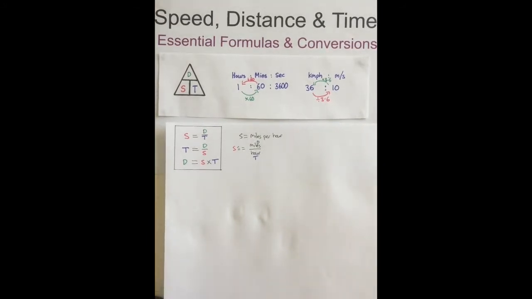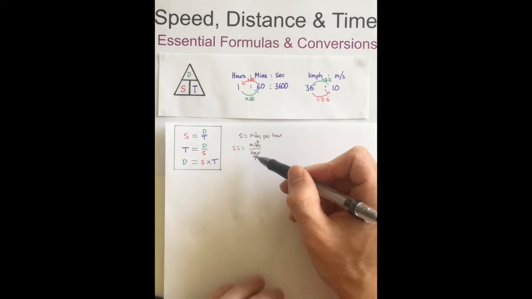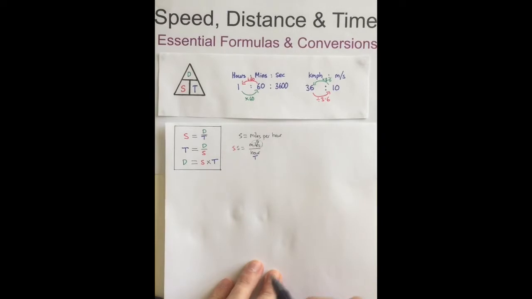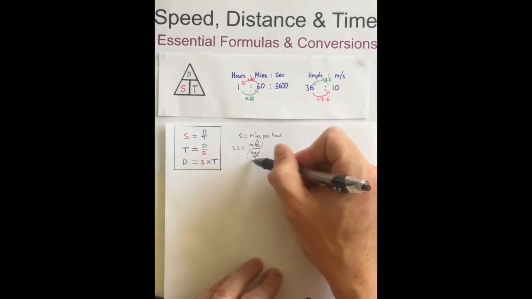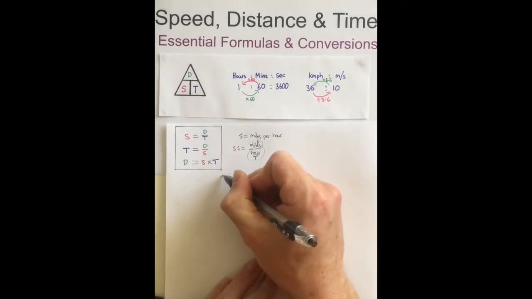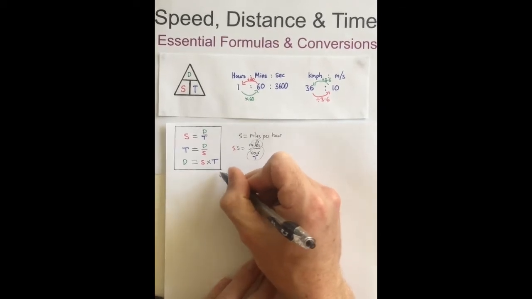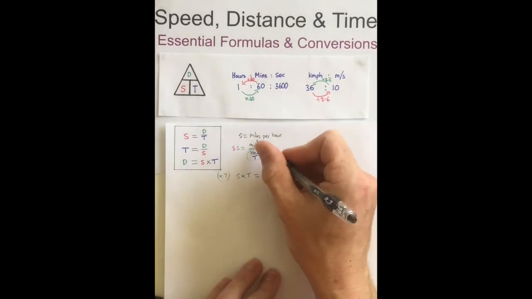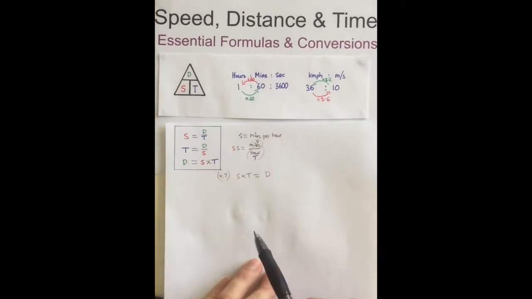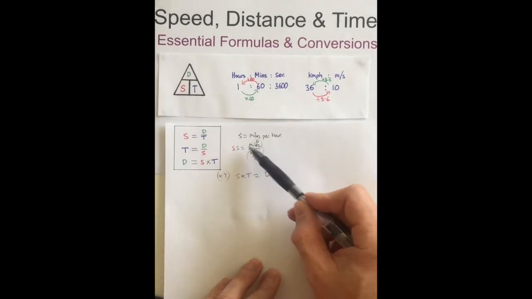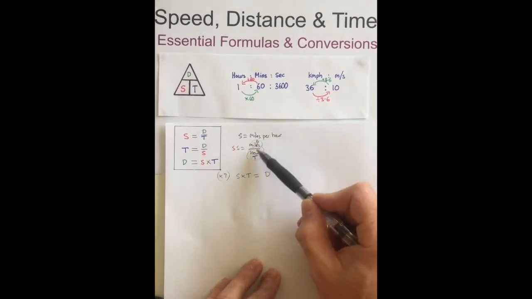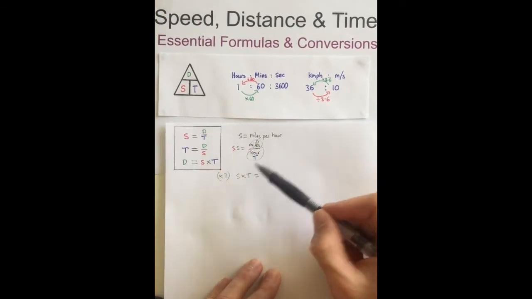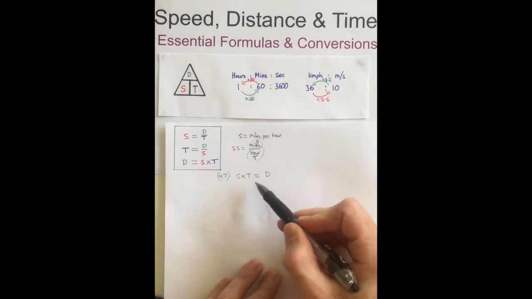Let me show you. So if I want to work out distance, I can manipulate the equation by getting rid of the divide by time. I'm going to times both sides by time, and I get speed times time equals what's left on its own, distance. Distance divided by time times time just leaves you with distance, and speed times time is the same as speed times time. So distance equals speed times time.